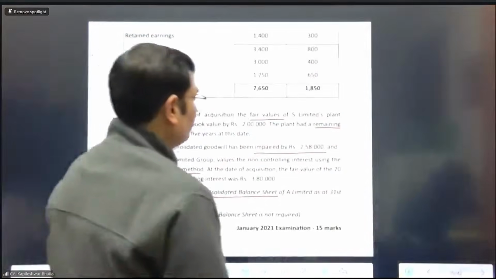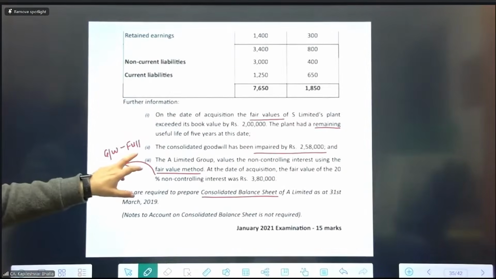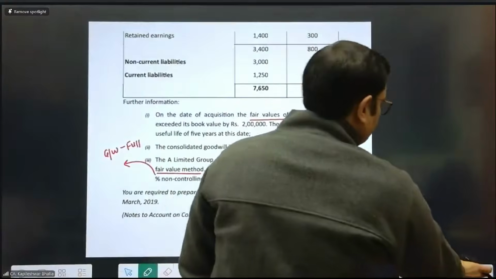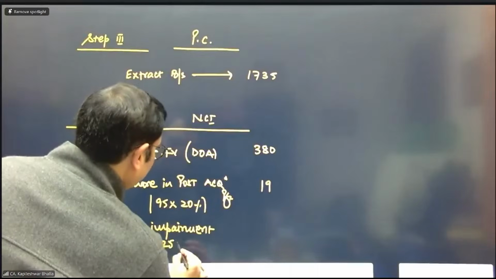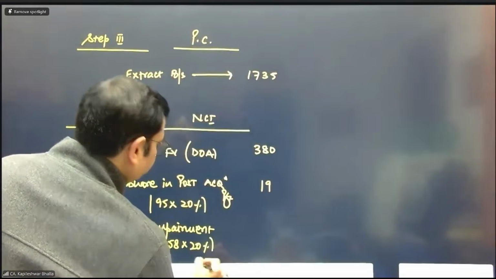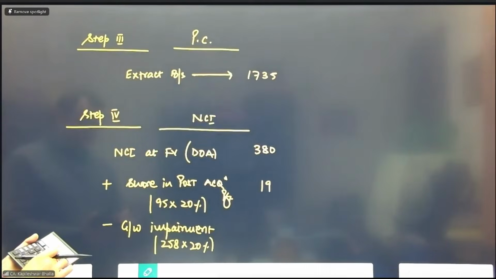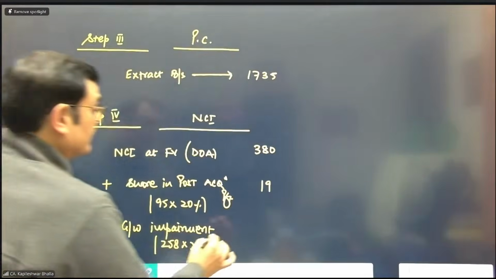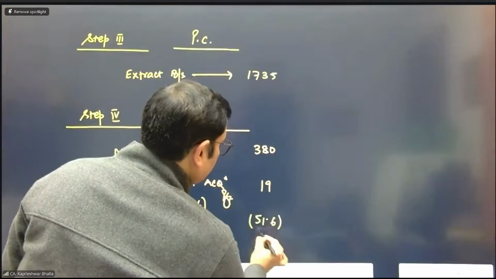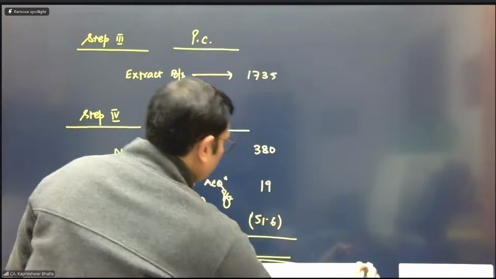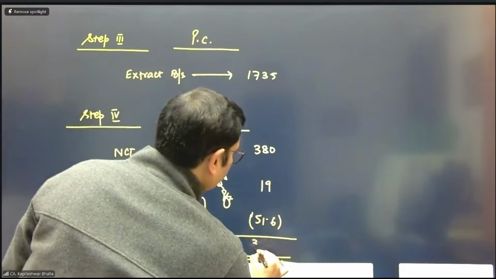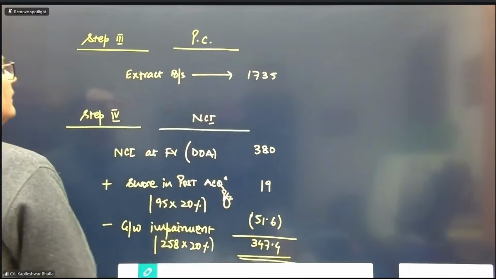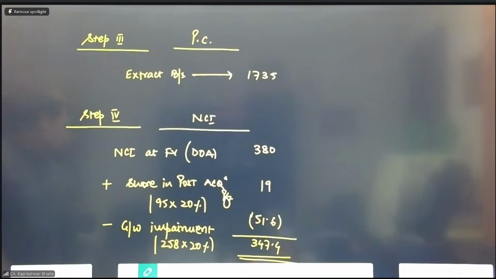So let's get back to the additional information. So goodwill stands impaired by 258. So goodwill is impaired by 258. So into 20% belongs to the NCI. So 258 into 20%, that's 51.6. And this is going to give us the NCI. 380 plus 19 minus 51.6 is 347.4. Right, step number 4 is done.